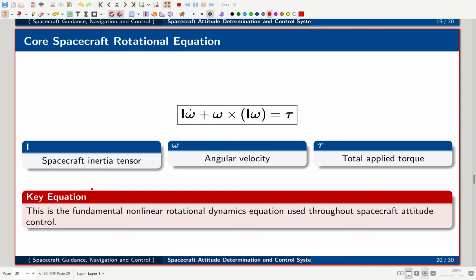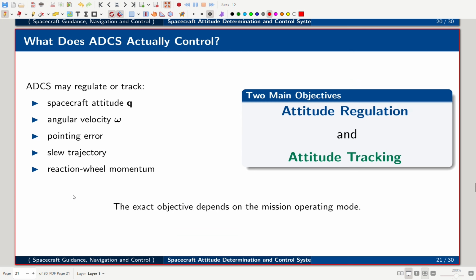Let us understand what is going on here. This is the main core rotational equation, I omega dot, where I is the spacecraft inertia tensor, omega is the angular velocity, and tau is the applied torque, right? This is a fundamental nonlinear rotational dynamics equation used throughout spacecraft attitude control. We will discuss this also, and I will discuss the angular speed part later.